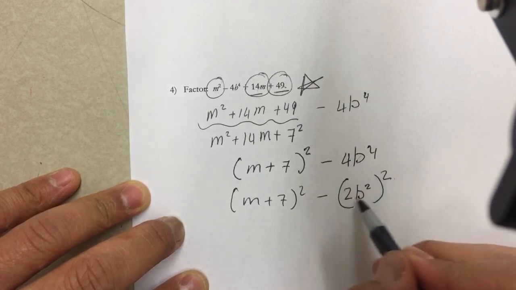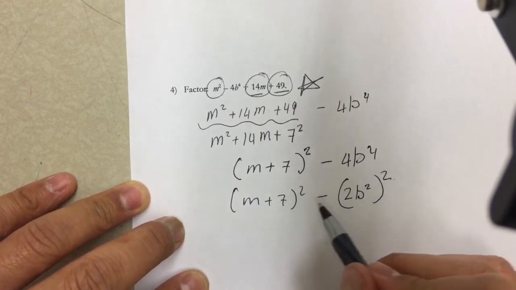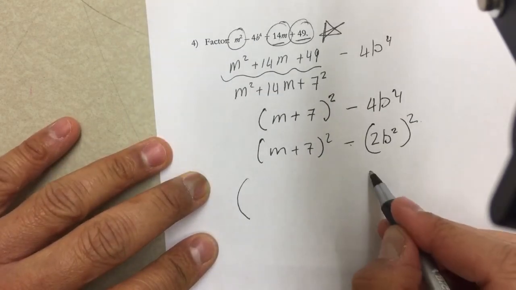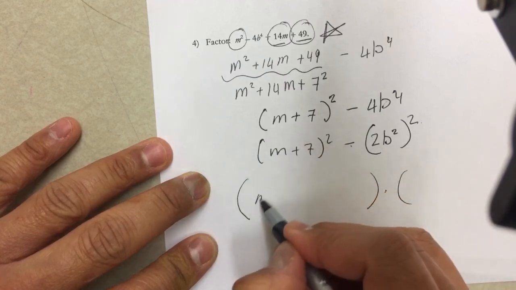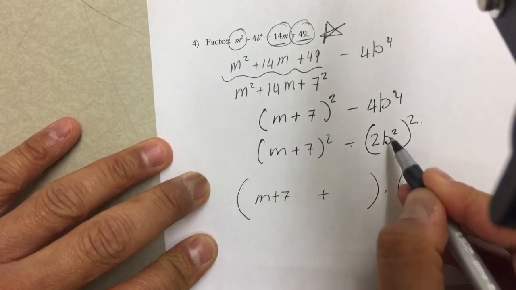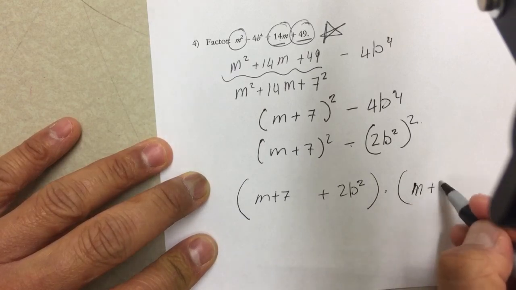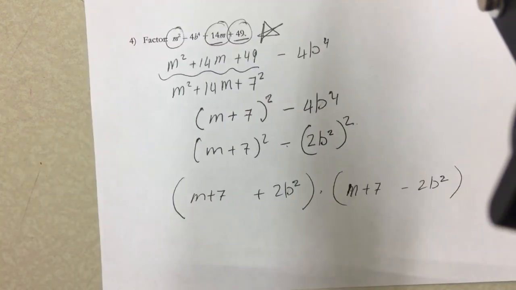So technically the second term is also written as something squared, and this falls under the difference of squares, which means that you can factor it into a plus b. So this is your a, this is your b, followed by a minus b. Okay. And you're done.